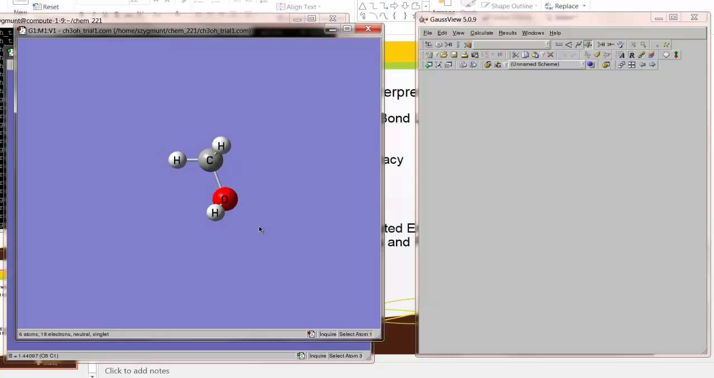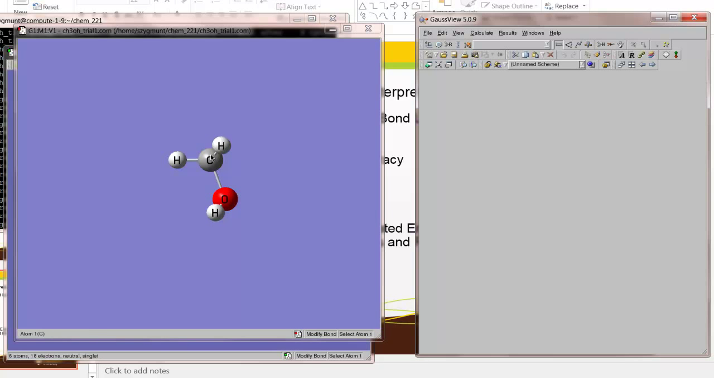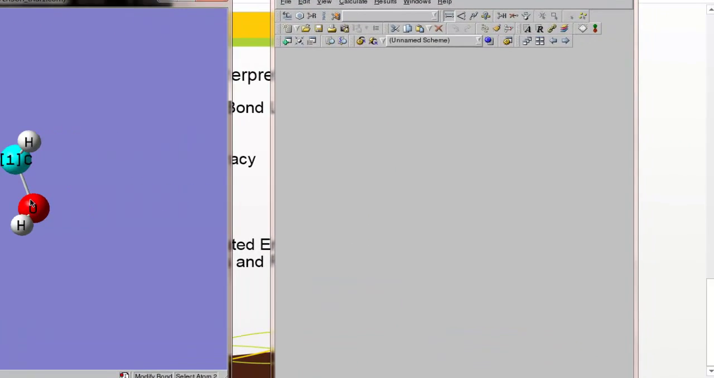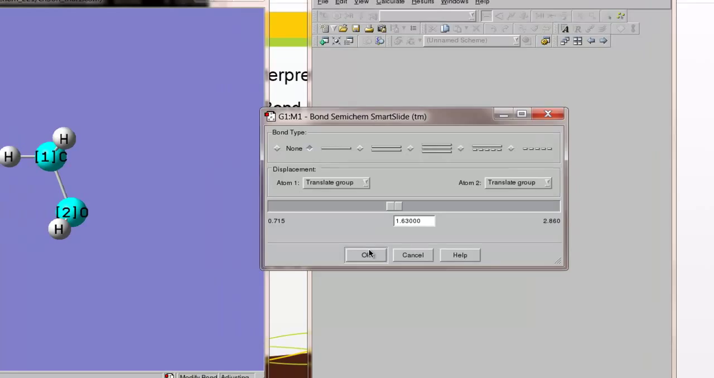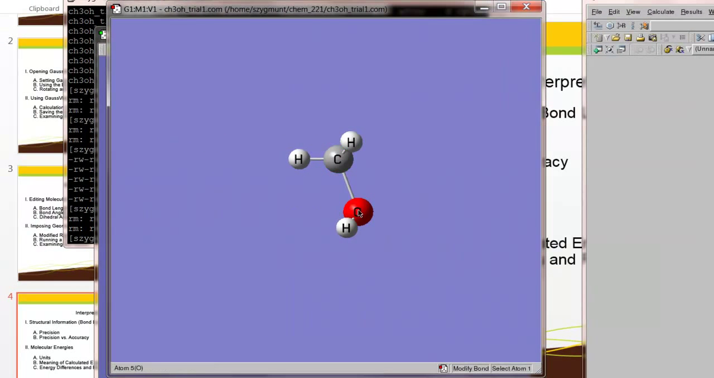Now, it's kind of trivial. If I were to simply repeat this calculation from the same starting geometry, I would get the same answer. But we often don't have a very good idea of what the starting geometry should be. So let me just go ahead and change some of the parameters here. I'm going to go to the Modify Bond tool, and I'm going to change the CO distance from what it originally was. And instead of 1.43, let's make it just a little bit larger. Let's make this something like maybe 1.53, even 1.63.